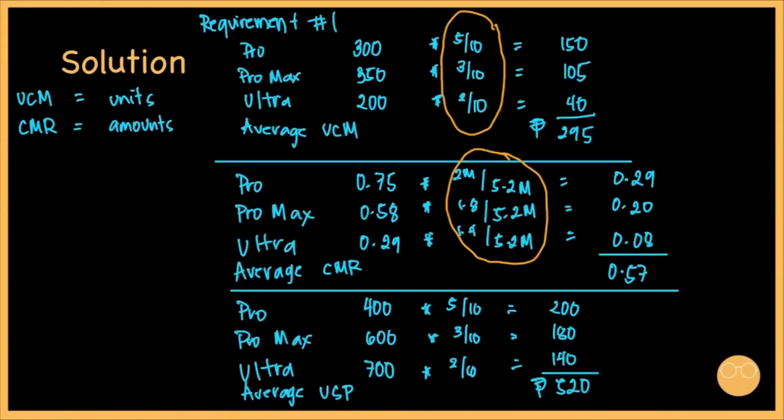For the allocated break-even points in terms of units, we have here 2,695 units. Then we are going to allocate it into three products: the Pro, the Pro Max, and the Ultra.